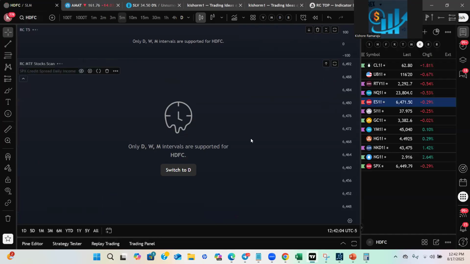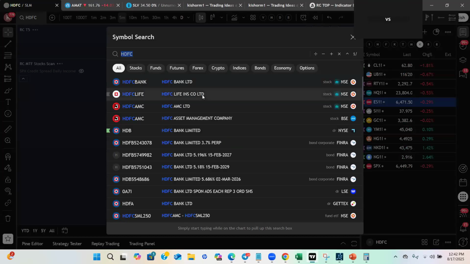The concept would remain the same, but I just wanted to make sure that all the world stocks are available, or at least India and US stocks are available.